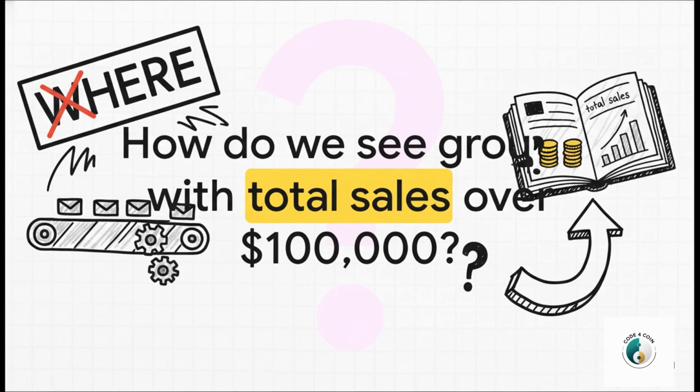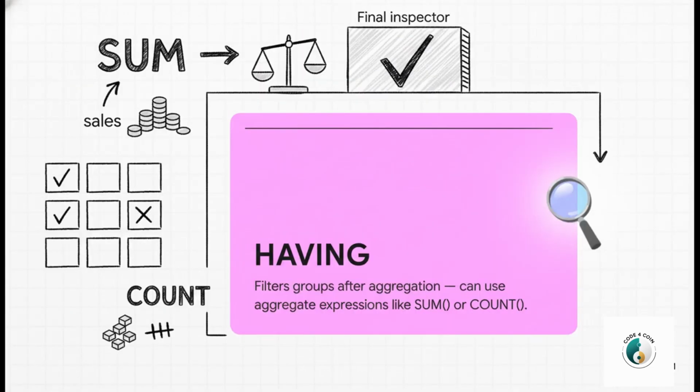It was way back at the start of the assembly line. We need a different tool for this job. And that tool is HAVING. This is our final inspector, standing at the very end of the line. It looks at our finished, summarized boxes, our groups, and it checks if their total value meets our condition. It filters based on the result of our aggregate functions, like that SUM(sales).